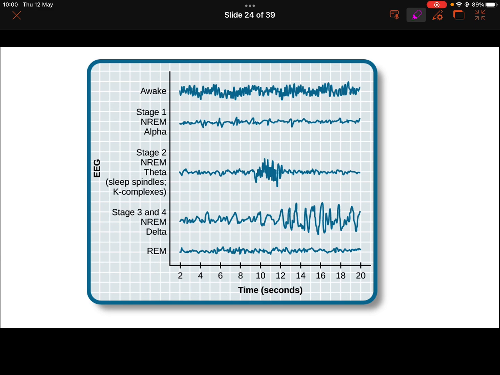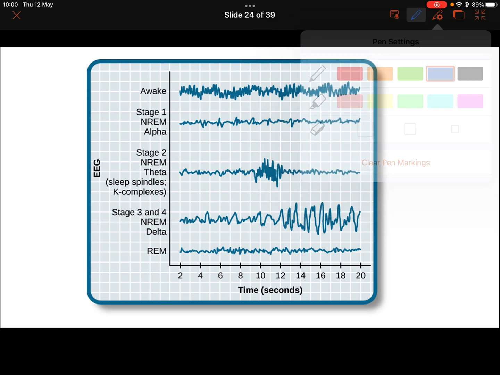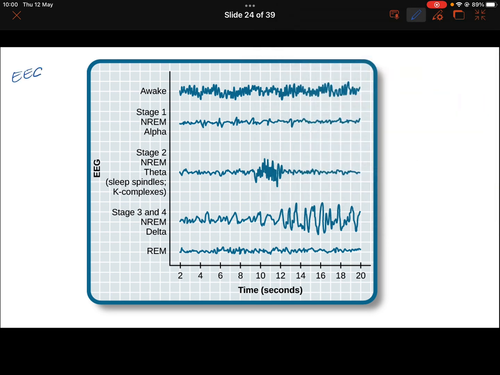As I said earlier, we can distinguish between the different stages of sleep by looking at EEG recordings. Here we're looking at patterns of brainwave activity that are associated with different states of consciousness. And we can see that here we have alpha, theta, delta waves, and being awake is associated with beta waves. We can tell the difference between these different brainwaves by looking at their frequency and amplitude. Frequency is how fast they're going, and amplitude is how high they are.